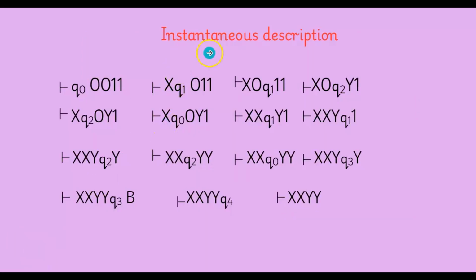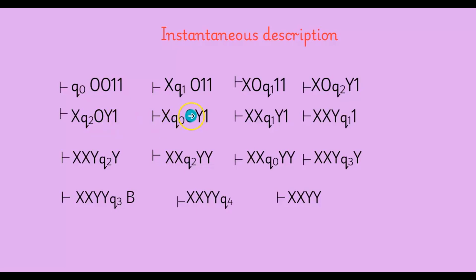The instantaneous description of the Turing machine. As we have seen, Q0 is the initial state. When it finds the first 0, it makes it x and reaches the state Q1. Then it moves right to find the first 1. When you find the first 1, you make it y and reach Q2. Now we have to move left to find the next 0. When you find the next 0, it reaches the initial state Q0.